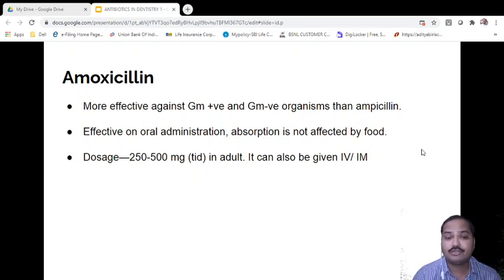So absorption is not affected by food in this case, and we reach the required blood levels more readily with amoxicillin than ampicillin, and the incidence of skin rashes is also lesser. Even diarrhea is also lesser than with ampicillin. Now, the dosage given with amoxicillin is 250 to 500 mg TID, and IV and IM dosage can also be given.